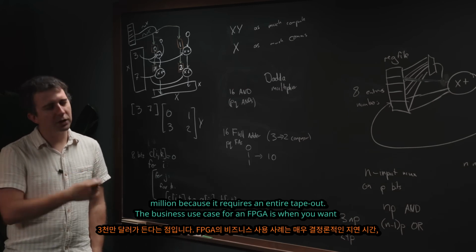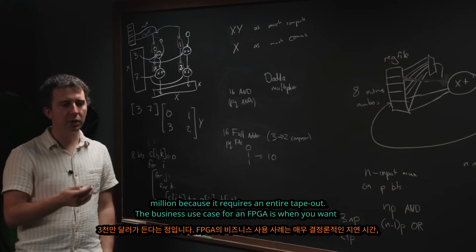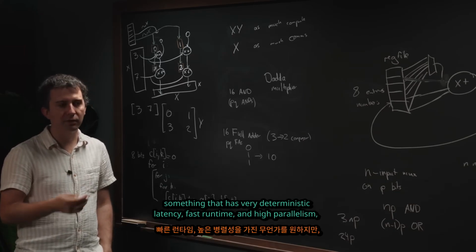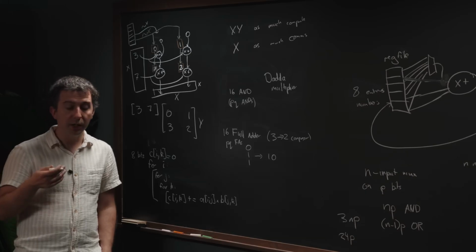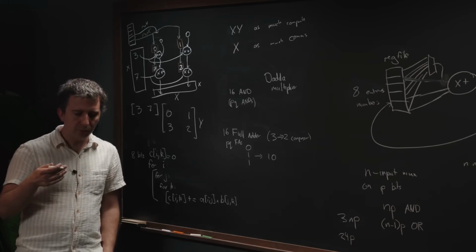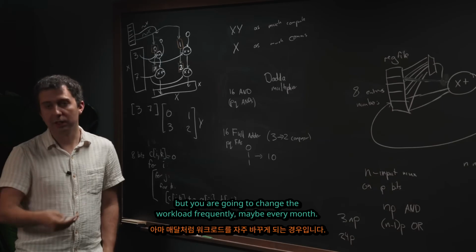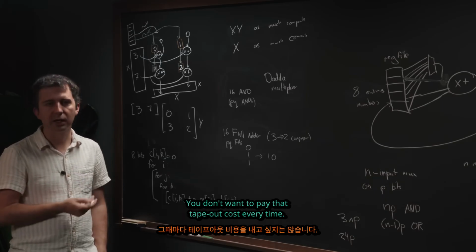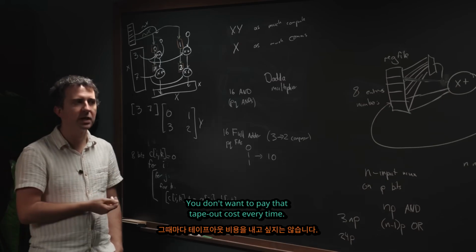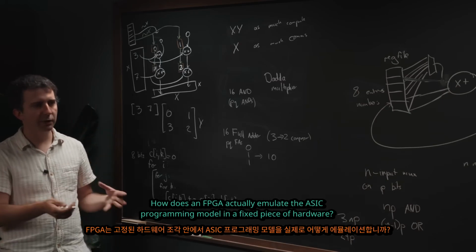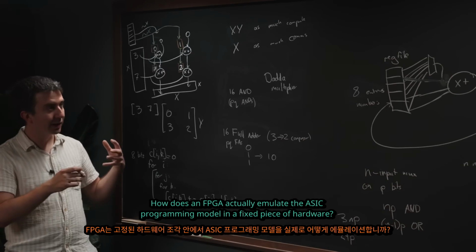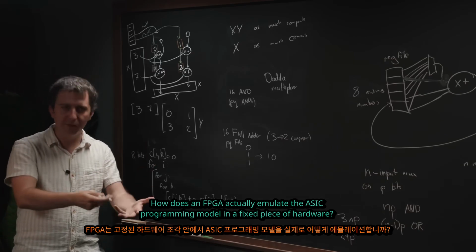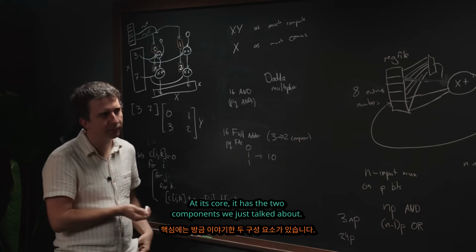So the business use case for an FPGA would be that I want something that has very deterministic latency and fast runtime and high parallelism, but I'm going to change it very frequently. I change what I do every month or something like that, and so I don't want to pay the tape-out cost every time. Now, how does an FPGA actually implement this? It emulates the ASIC programming model, but in a fixed piece of hardware. How does that work actually?